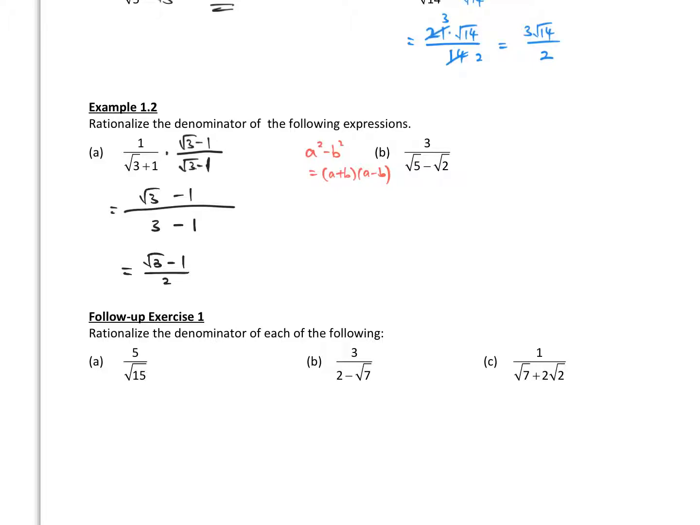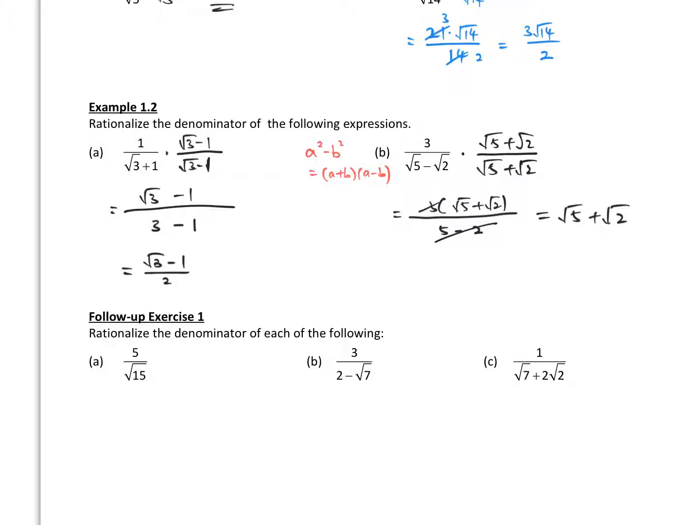Example 1.2b. What can we do? Same idea. Because this is root 5 minus root 2, just like this term, I can multiply by root 5 plus root 2, so that we can take the square of these two terms separately and then cancel the square root. So times root 5 plus root 2, root 5 plus root 2. The denominator is root 5 squared, so 5, minus root 2 squared, 2. So 3 times root 5 plus root 2. Cancel it out, because 5 minus 2 is equal to 3. So the final answer is root 5 plus root 2.